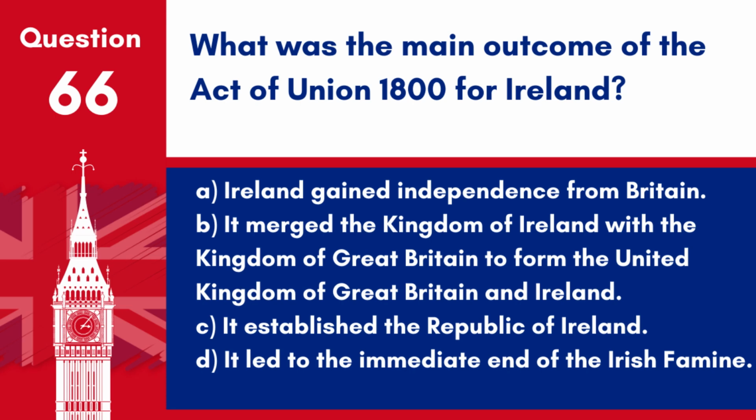Answer B. It merged the Kingdom of Ireland with the Kingdom of Great Britain to form the United Kingdom of Great Britain and Ireland. The Act of Union 1800 was significant in creating a single political entity under the British Crown, though it also set the stage for future conflicts and the quest for Irish independence.